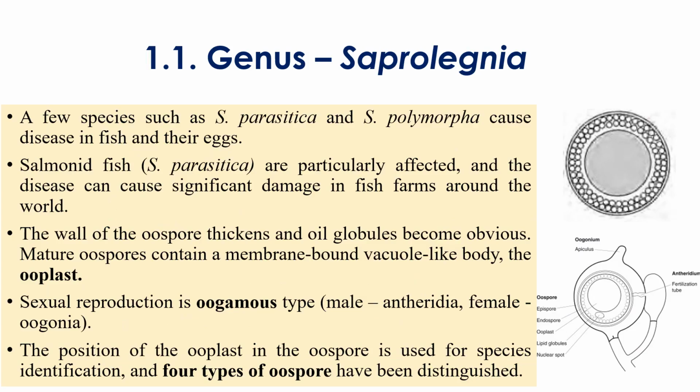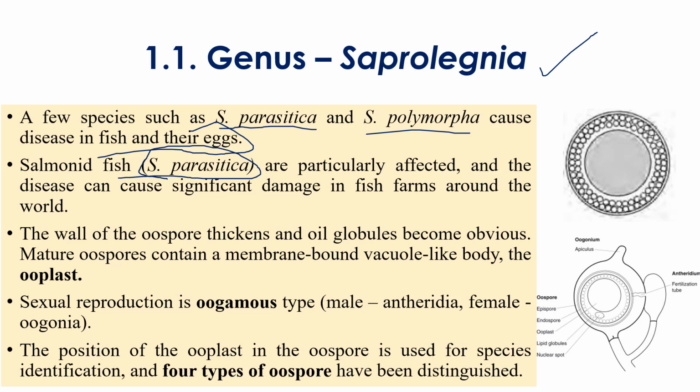Let's go one by one, and a couple of important genera are there. The first one is Saprolegnia. Very few species of Saprolegnia, such as Saprolegnia parasitica and Saprolegnia polymorpha, generally cause diseases to fish as well as eggs of fishes. Especially Saprolegnia parasitica causes the salmon disease of fish. So it is also very important. It causes significant damage to fish around the world. That's why Saprolegnia slowly gains importance, because it becomes a fish pathogen.